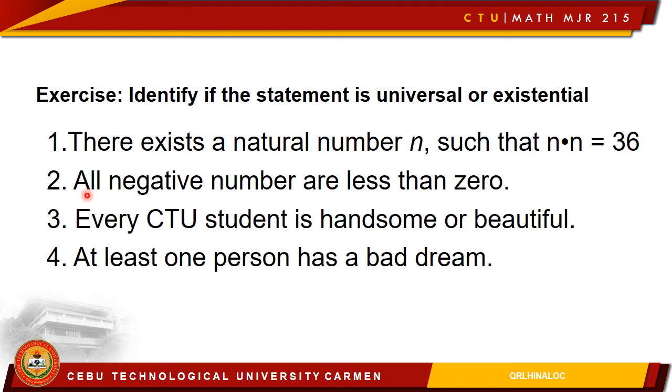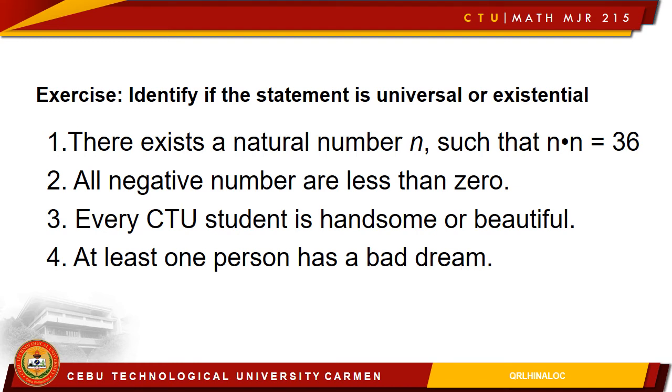Number 2, all negative numbers are less than 0. So all negative, all from the word itself, all. So this is a universal statement. Number 3, every CTU student is handsome or beautiful. So this is a universal statement because it says every, every single student. So this is a universal statement.